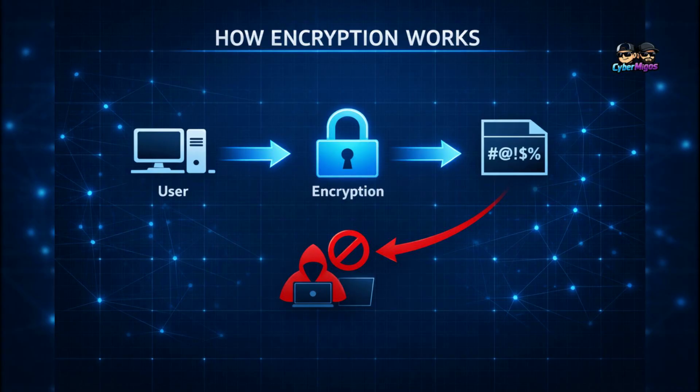How encryption works. Encryption uses mathematical algorithms and keys to scramble information. When data is encrypted, it becomes ciphertext, which cannot be understood without the correct decryption key. This protects information while it travels across networks.